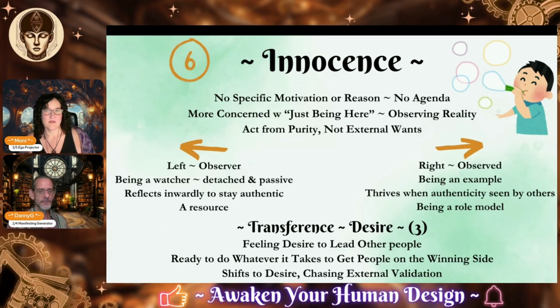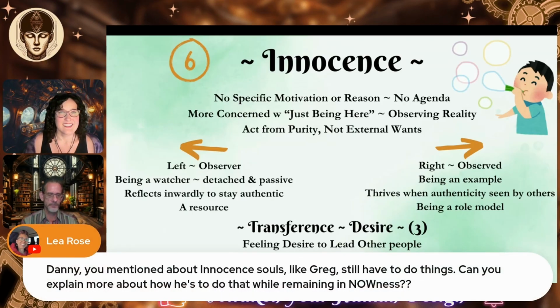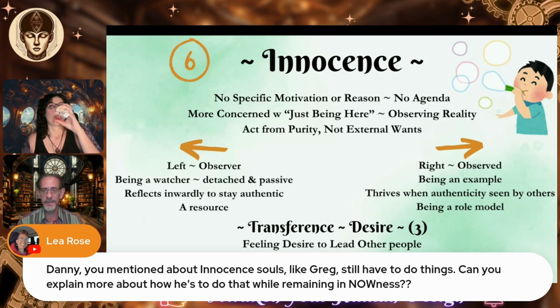You ready for a question? Yep. So Leah asks, Danny, you mentioned innocent souls like Craig still have to do things. Can you explain more about how he's to do that while remaining in nowness? Because ultimately, through that innocence, the uncontrivedness is also uncontrived about sitting still. So the uncontrivedness is as things need to be done, the innocence is doing what all 6 lines do, and it's viewing out over the entire circuitry. In its uncontrivedness, it just needs to be shown.